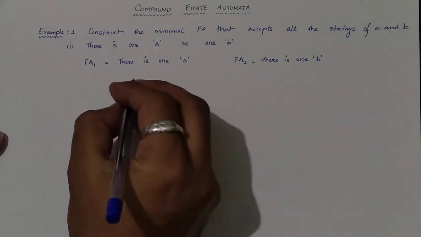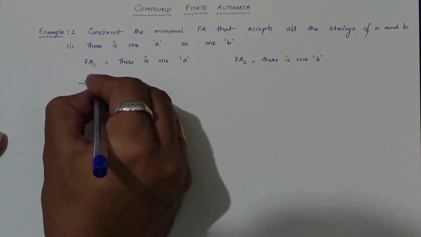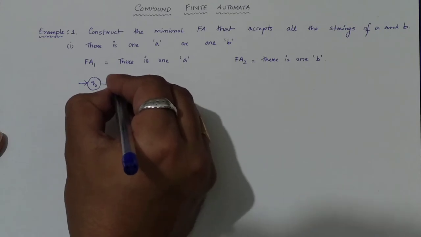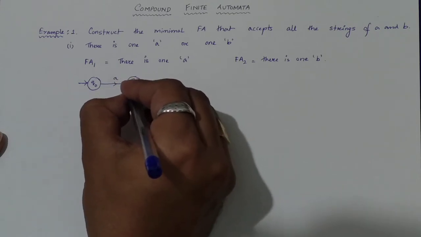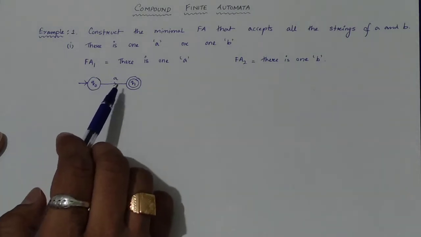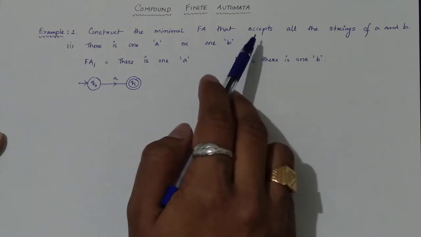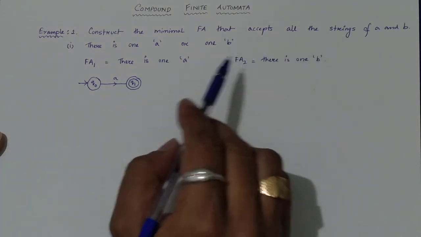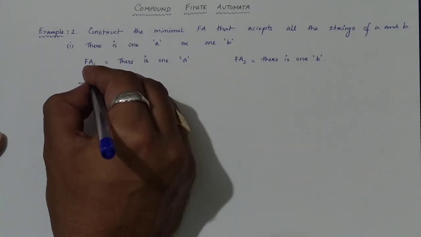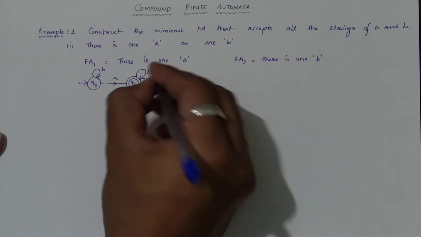If it is one A, that means the initial state will be like this. I have taken it as Q naught. One A, that means this will be your final state, so let it be Q1. One A, done. Now there is no restriction over B, because it says that it accepts all the strings of A and B. So I can put a self loop over here for B, and I can also put a self loop over here for B.